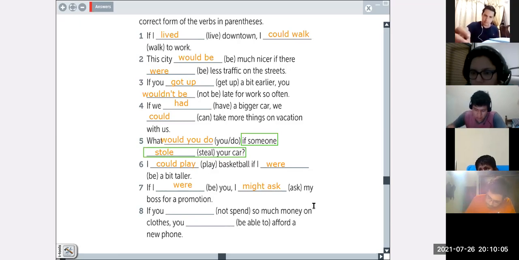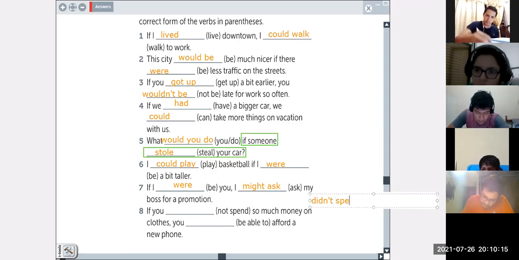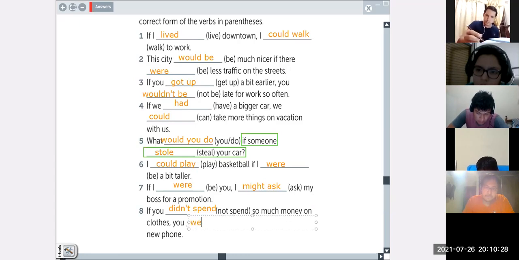The next one, please. Leonardo. If you didn't spend so much money on clothes, you were to be able to afford a new phone. Okay. If you didn't spend, you were to be able to afford a new phone. Vamos a cambiar un poquito acá. You were able to. Okay.